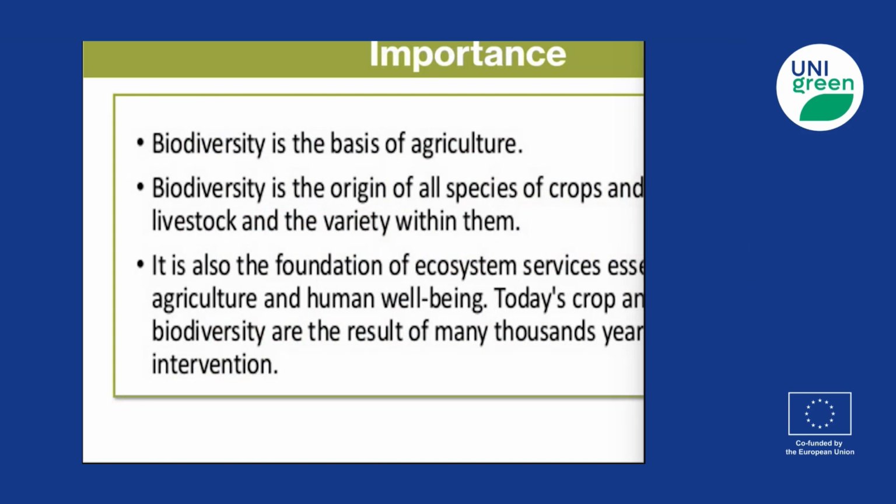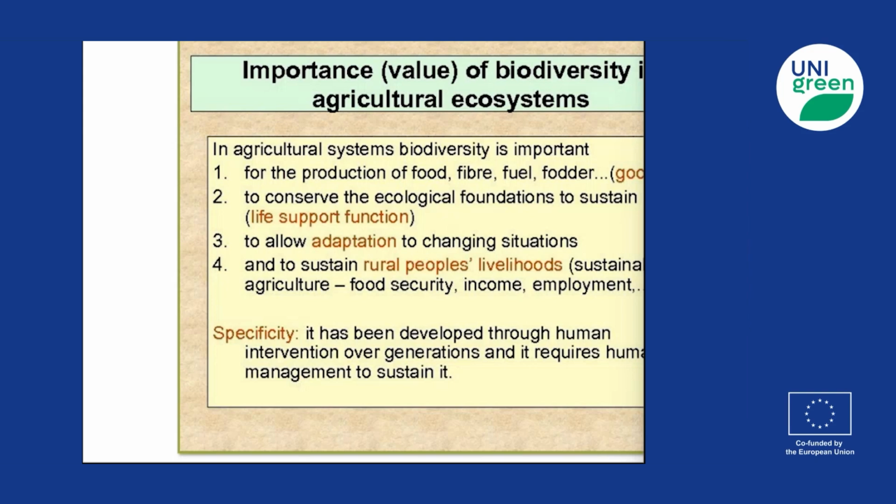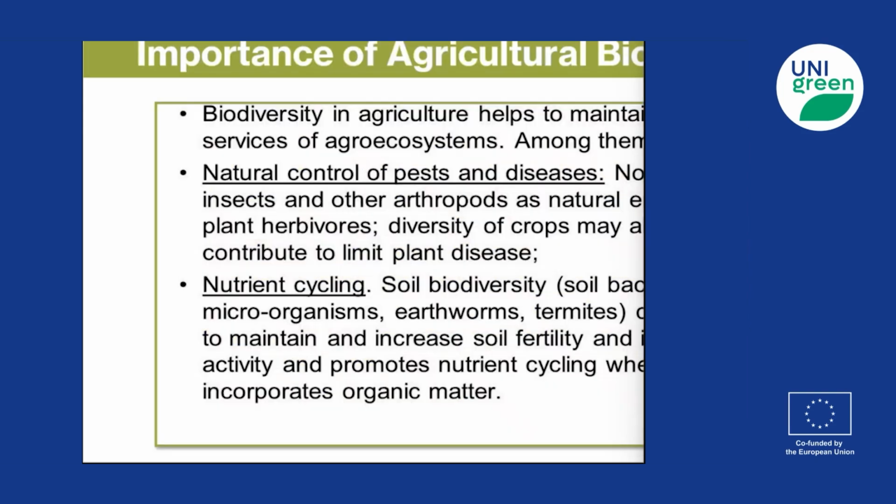So in terms of biodiversity, I think it is the basis of agriculture. We are going to see, at least with the examples that I'm going to present, that it doesn't depend on just one species, but multiple species, and also not only crops, but also livestock, and it is the foundation of ecosystem services that are essential for human life. And so here, more or less in summary, is why agricultural biodiversity is important.